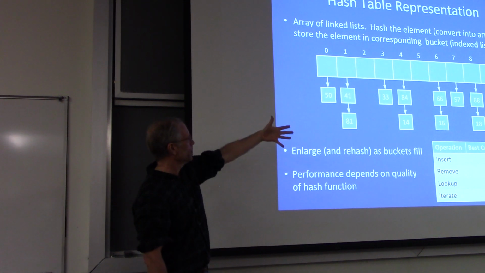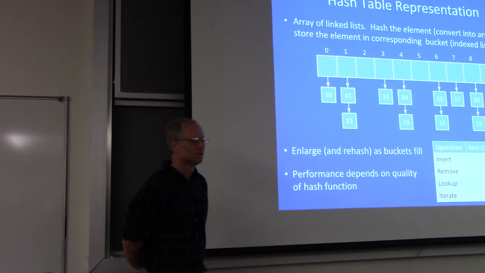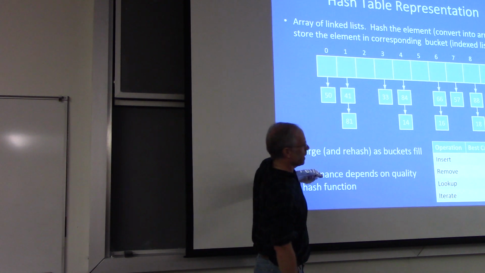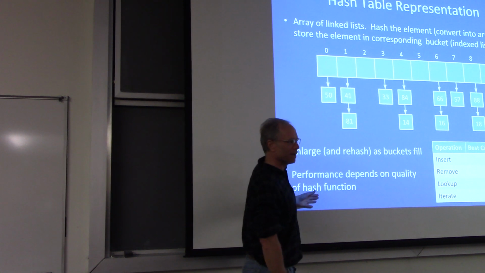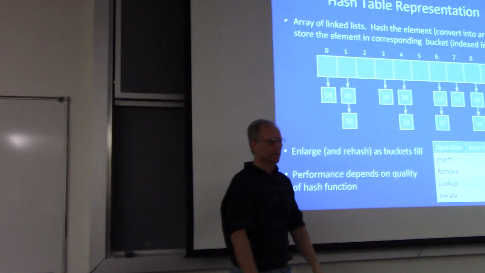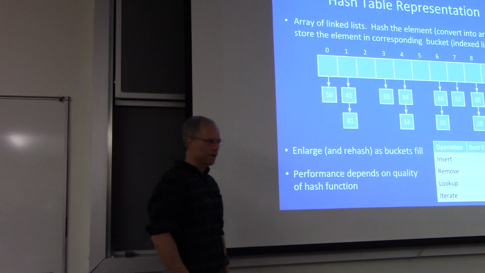What's going to happen when we add 1,000,000 things to this hash table? We're going to have really long lists. We're going to have lists that average 100,000 each in each bucket. And the performance just completely degrades. So how do you deal with that?